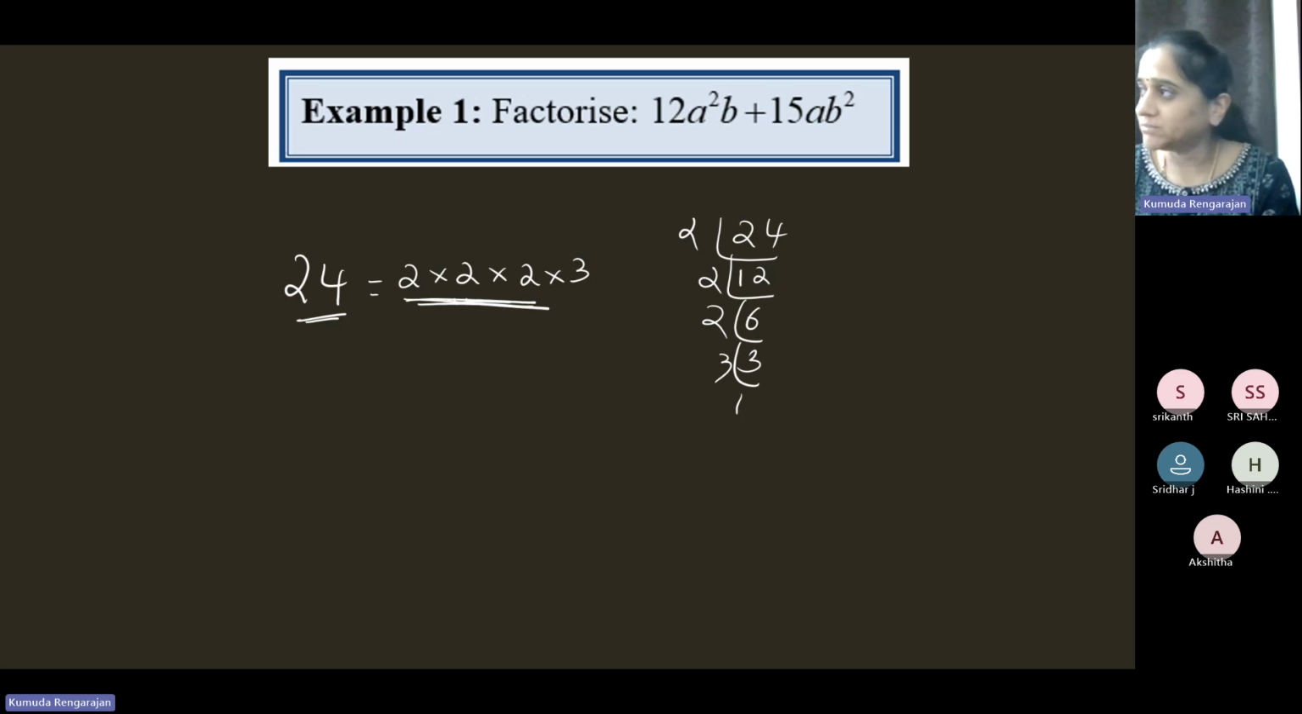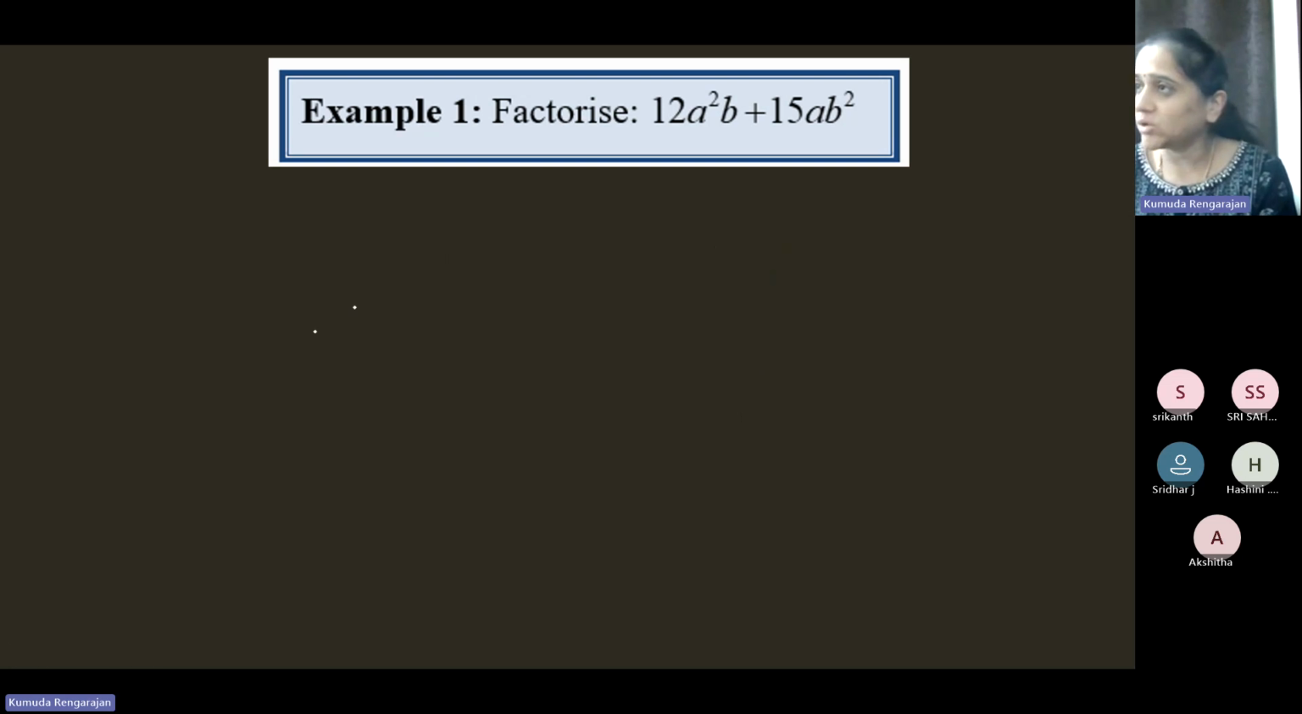24 is a composite number. Every composite number can be written as a product of its prime factors. Product, because you can see the multiplication sign, of its prime factors 2, 2, 2, and 3, prime numbers. So like how you can factorize a composite number, you can also factorize algebraic expressions. If it's a number, only if it's a composite number can you factorize. How do you factorize 11? 11 is a prime number, so 11 is 11. You cannot factorize 11 because a prime number has exactly two factors, one and the number itself.